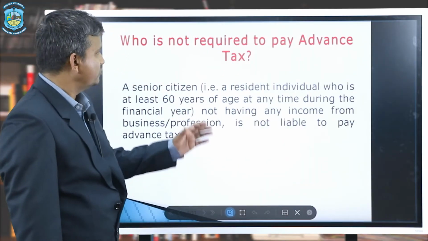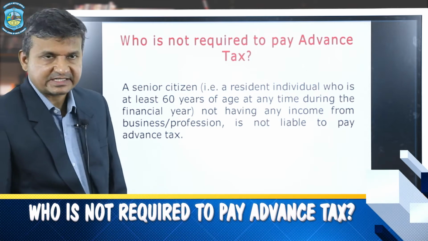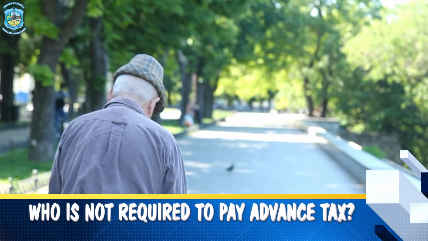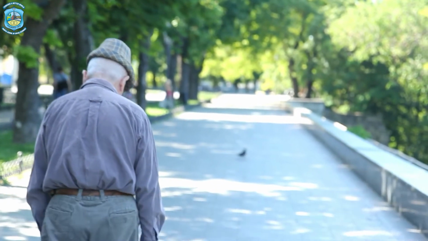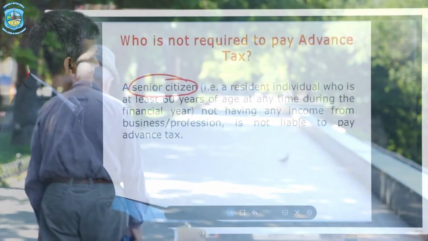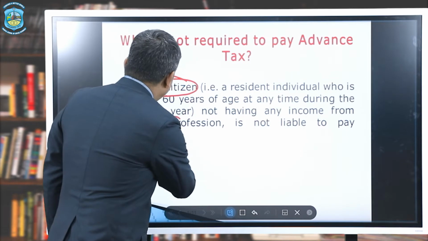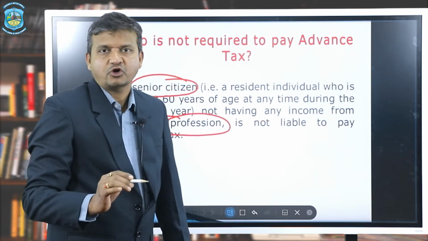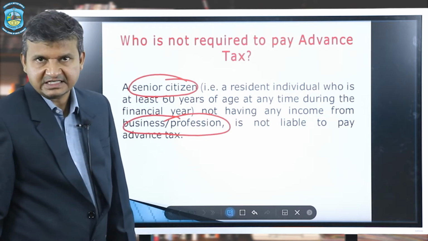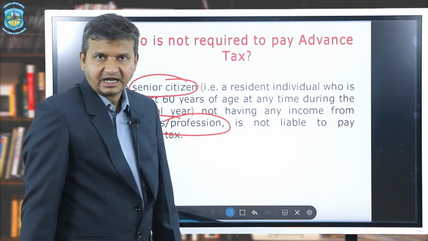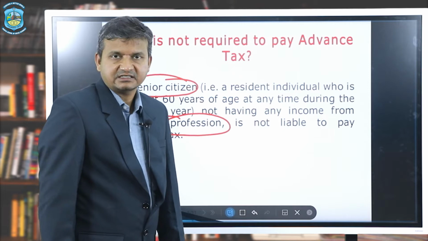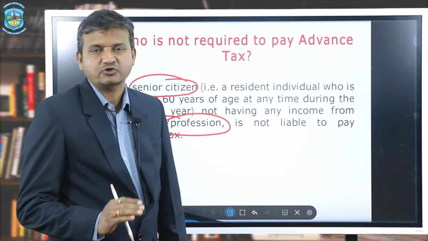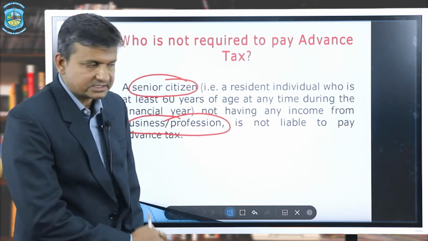Now, we will go over who is not required to pay advance tax. A senior citizen who is at least 60 years of age and who does not have any income from business or profession is not required to pay advance tax. That means, if you are a resident Indian and a senior citizen and you don't have any income from business or profession, in that case, you are not liable to pay advance tax.